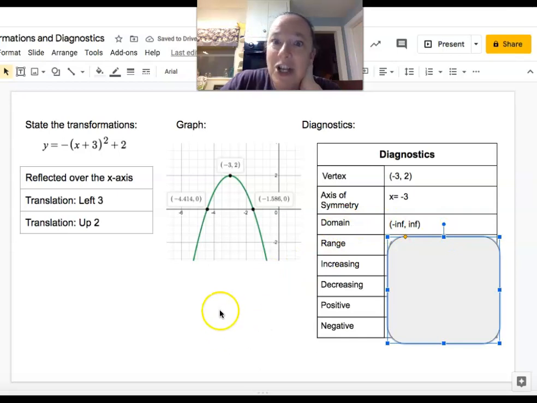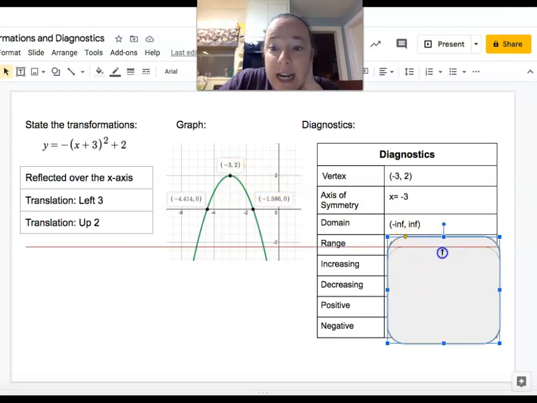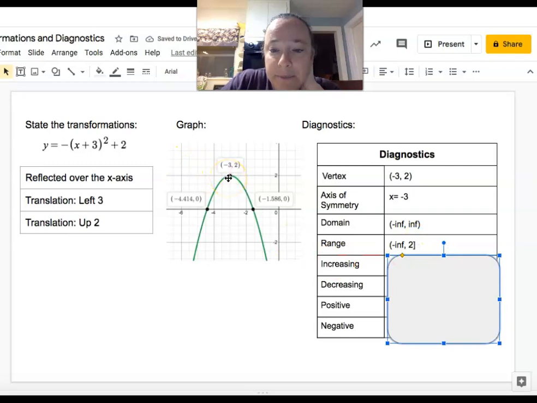The range. This is where we go to the y values, and we go from bottom to top. This thing is unbounded below. It keeps going. So that's negative infinity all the way up to the topmost y value. What is that topmost y value? It's 2. So negative infinity up to 2 with a bracket on it because that 2 is included.